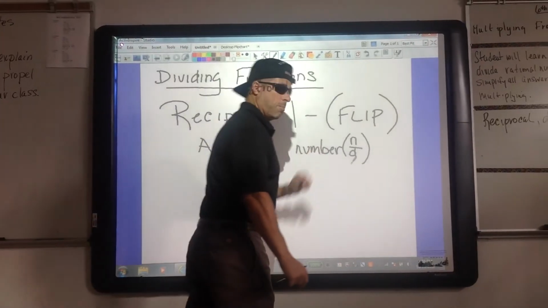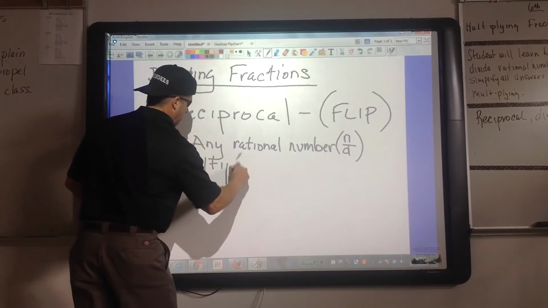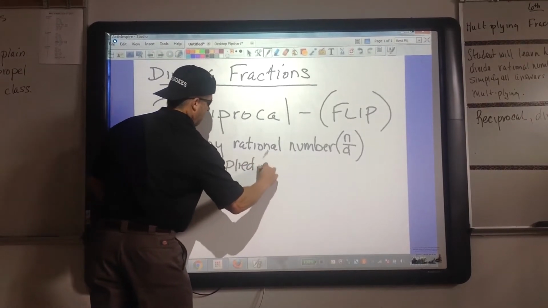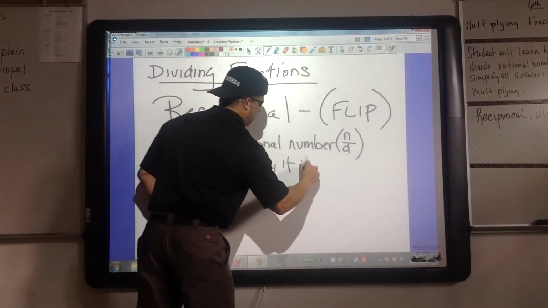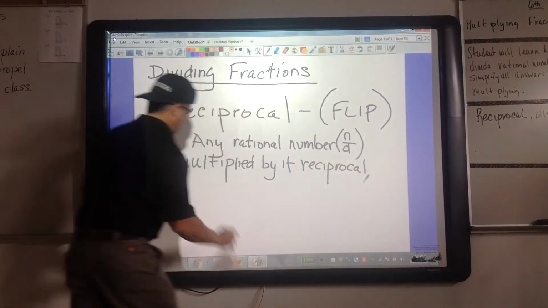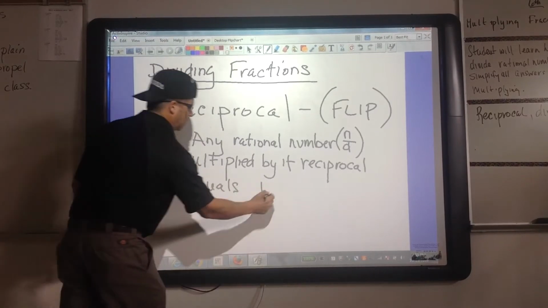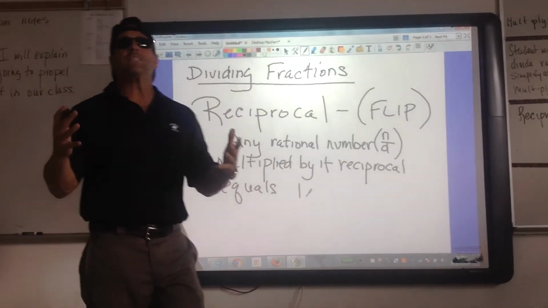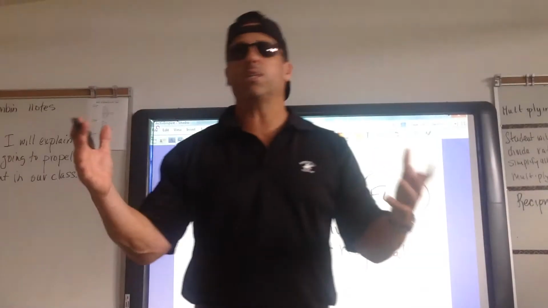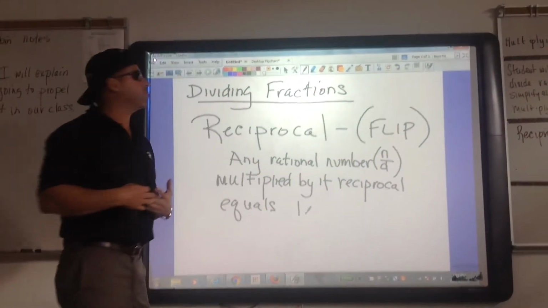Any rational number multiplied by its reciprocal equals 1. Now you're saying, what is this guy talking about? Your parents are sitting there going, I don't get it. Well, watch. It's very, very simple.